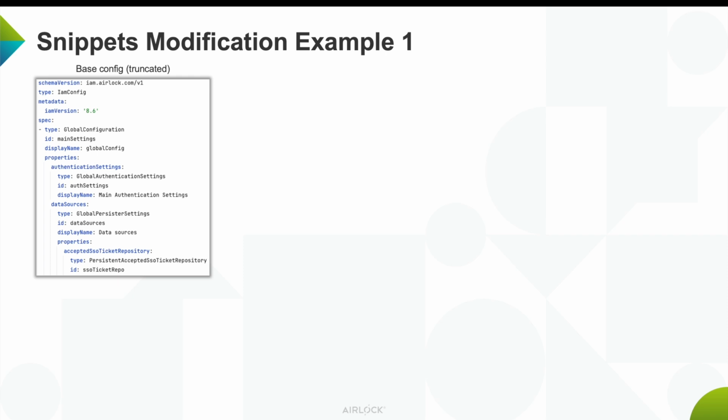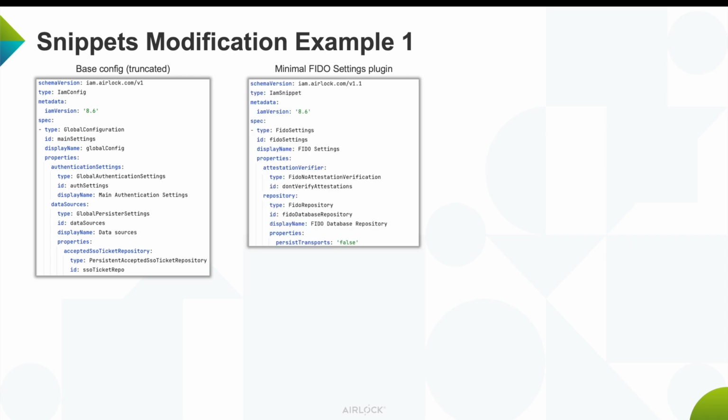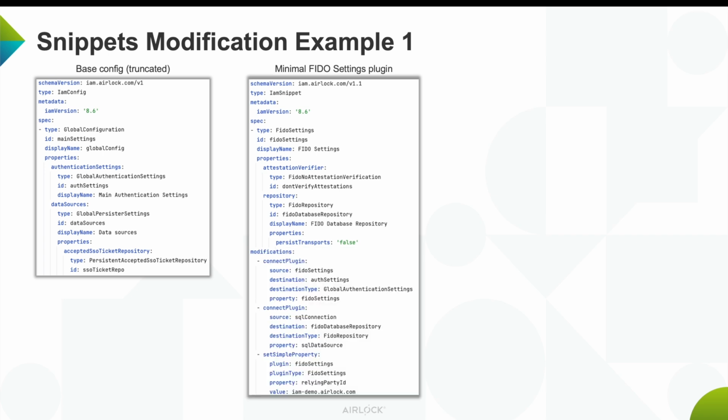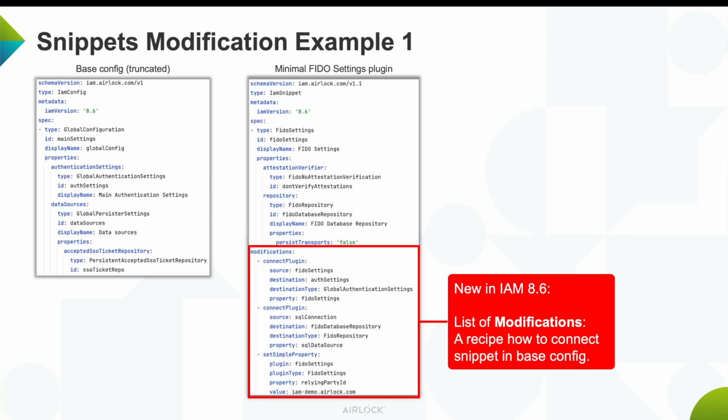On the left, the beginning of a base configuration is shown. It shows the authentication settings within the main settings tree. The snippet shown in the middle contains a minimal version of the FIDO settings plugins. This snippet could now be imported into the base config and connected manually. With IAM 8.6, you can now add a list of modifications.